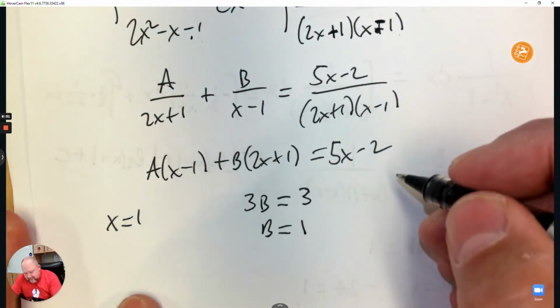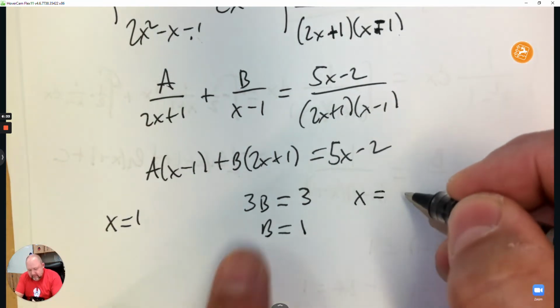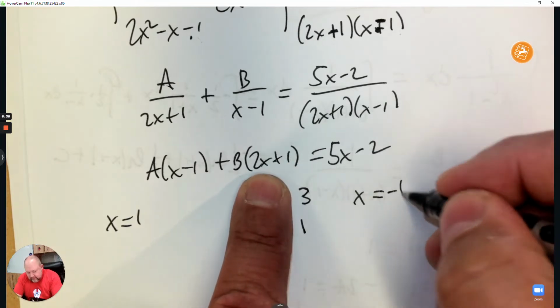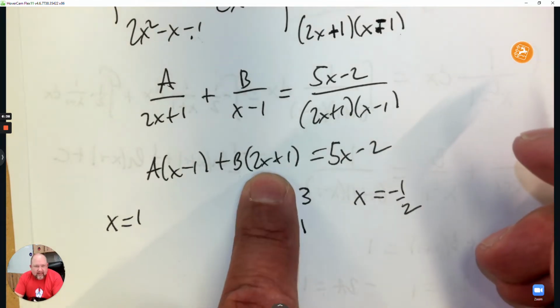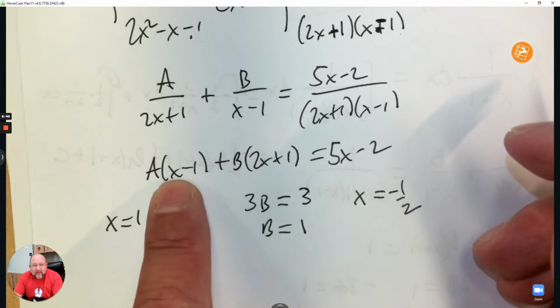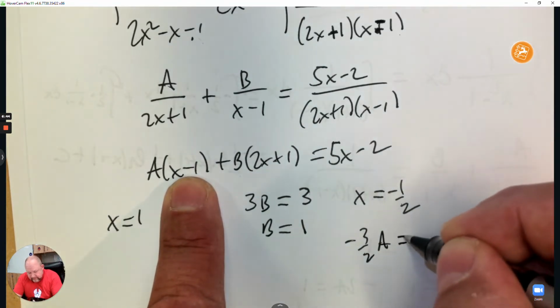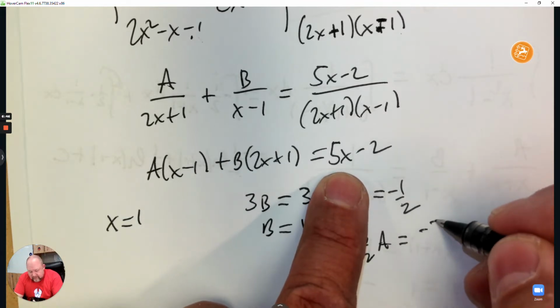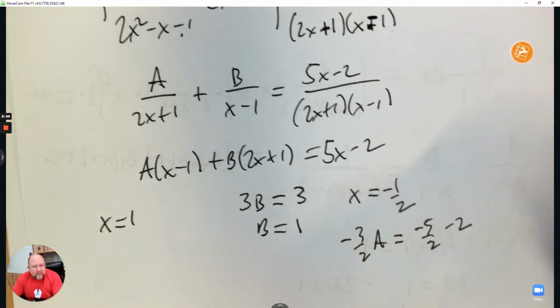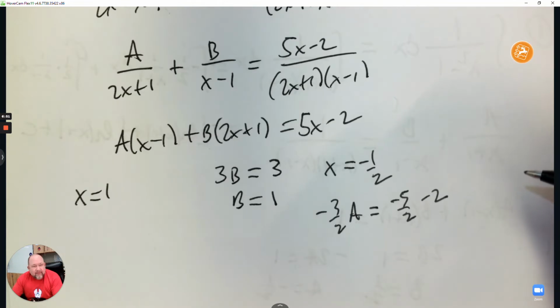On the other side, I'll do that over here, this is negative 1/2. So be careful when it's a fraction. Negative 1/2, subtract 1, divide by 2. So negative 1/2 and negative 1 is negative 3 over 2. This is negative 5 over 2. Just takes a moment to solve this one instead.